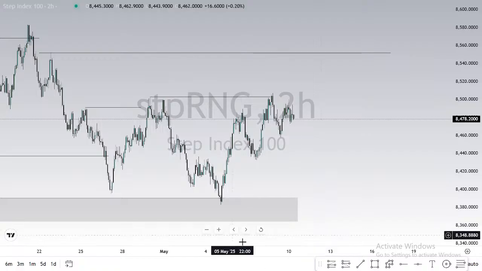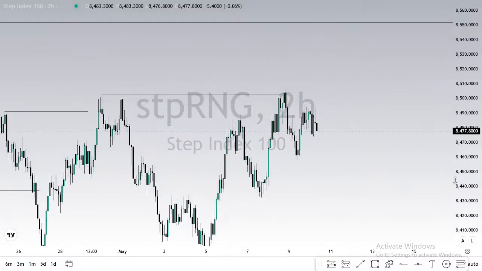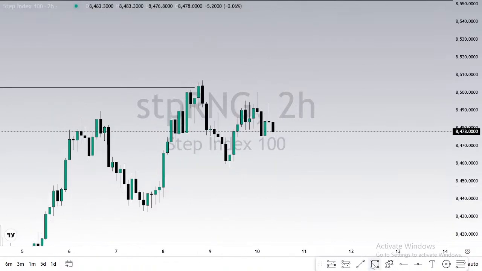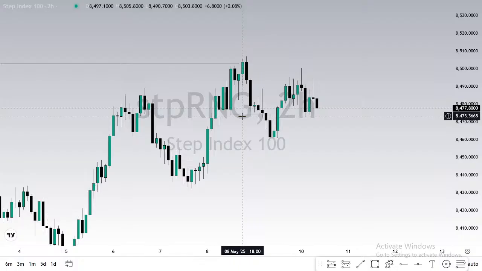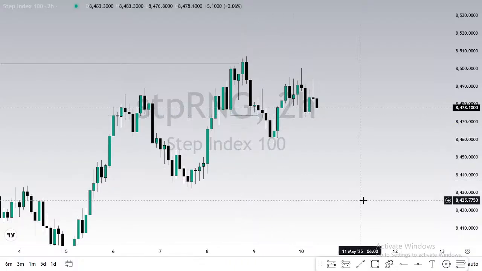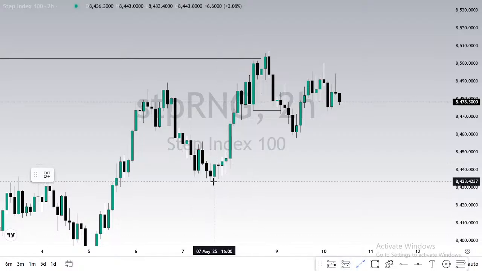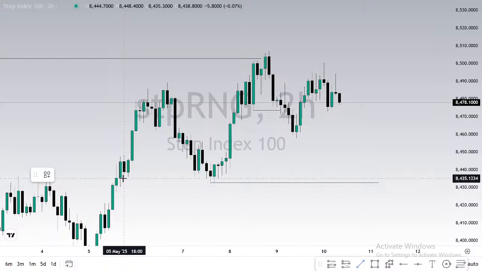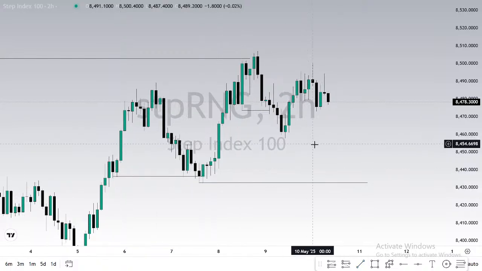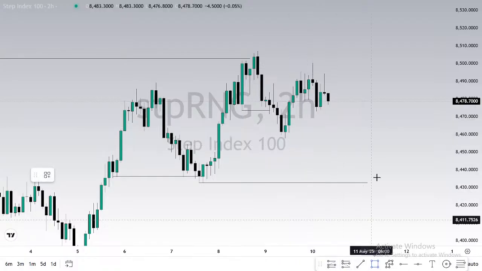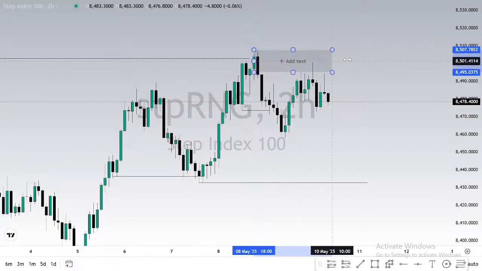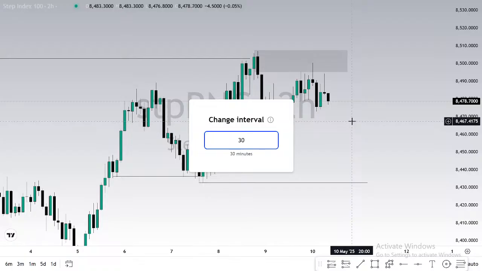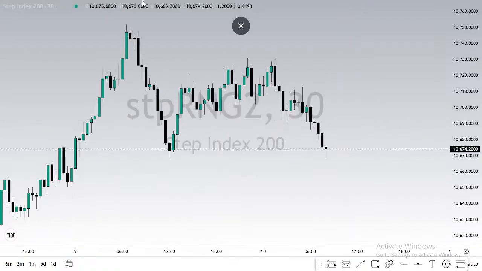This is 2 hours time frame. We had a change of character to the downside, which is internal. So my expectation is for market to completely take this low. I want this low to be completely taken because this is a strong low. That would give me more confidence in my buy setup. But before then, see where market is currently reacting to, which looks like a good area of interest. So I'm going to go to 30 minutes time frame and see how we can join this movement.